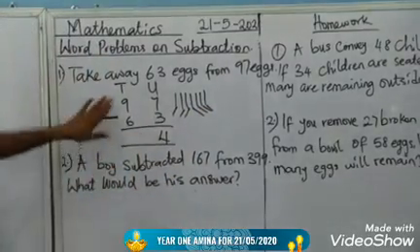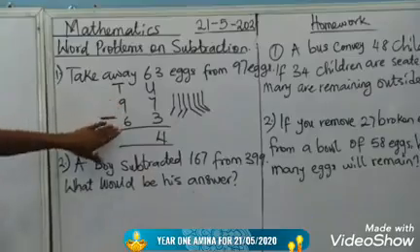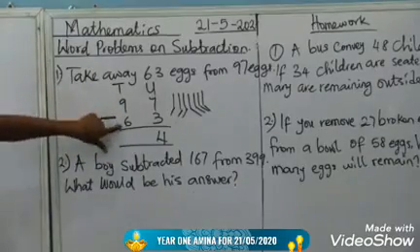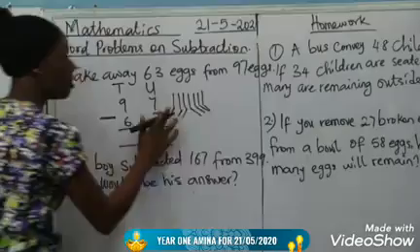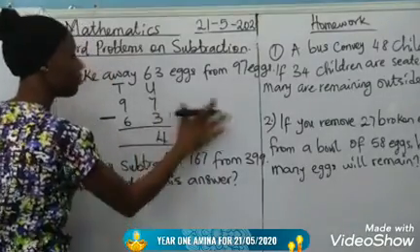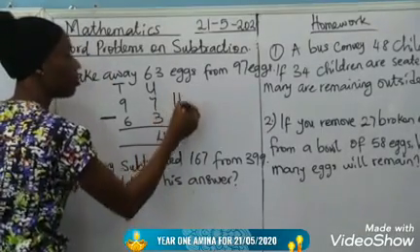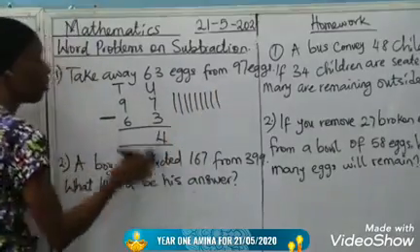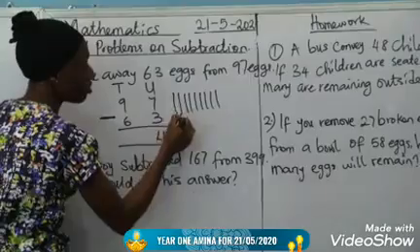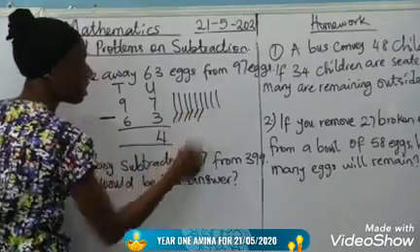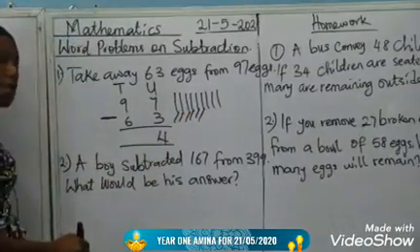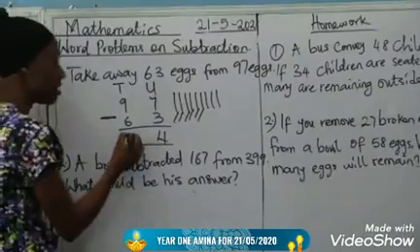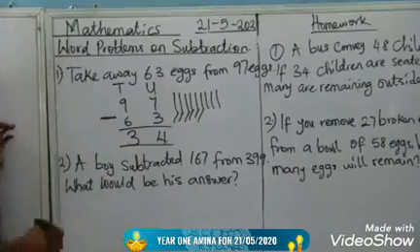You see it? Now here is 9. 9 is bigger than 6. So we'll remove 6 from 9. How do we do it? We'll stroke down again. 1, 2, 3, 4, 5, 6, 7, 8, 9. We'll remove 6. 1, 2, 3, 4, 5, 6. The answer is what? Very good. The answer is 3.